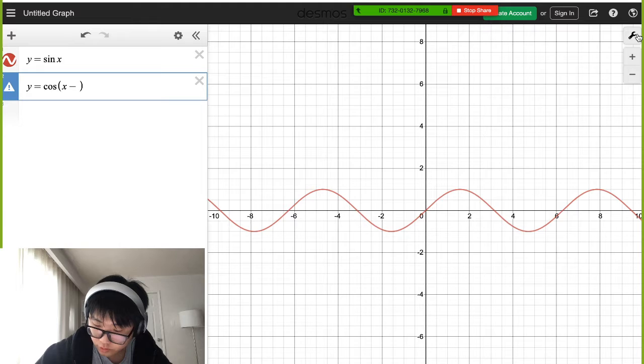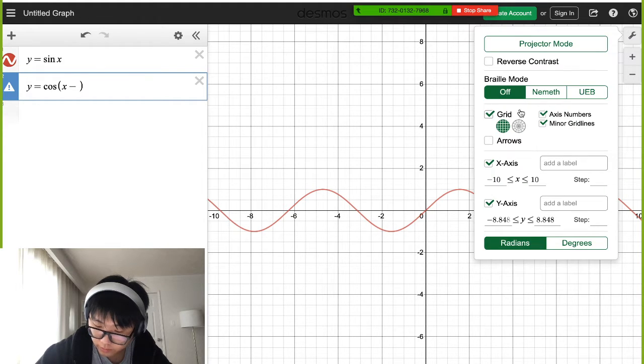Right, I got to change something real quick, because right now we're in radians. Does your teacher cover radians? Okay, that's good then. That means you can learn everything in degrees first, then you can transfer over to radians.